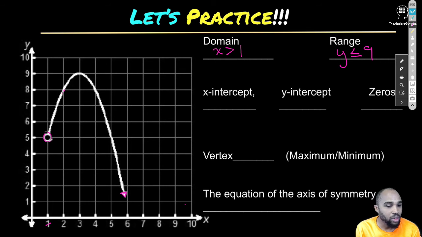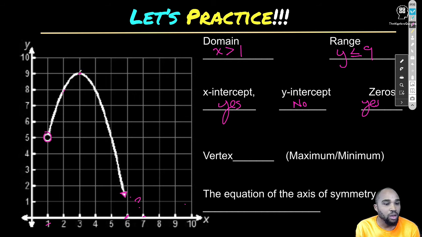X-intercept. Well, where does this line cross the x-axis? Let's see. It crosses right... Aha. We don't know. Does it cross? Yes, it crosses. But unless we have an equation, we're not going to know exactly where it crosses, unless it crosses through an exact point. So it does have an x-intercept because of the arrow, but we don't know where. What about a y-intercept? It does not have a y-intercept because it has an open circle here and it does not have an arrow. So same answer for our zeros.